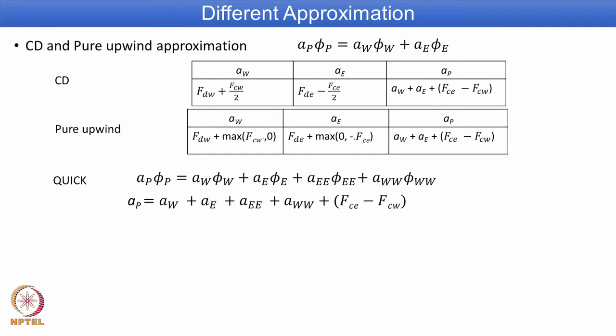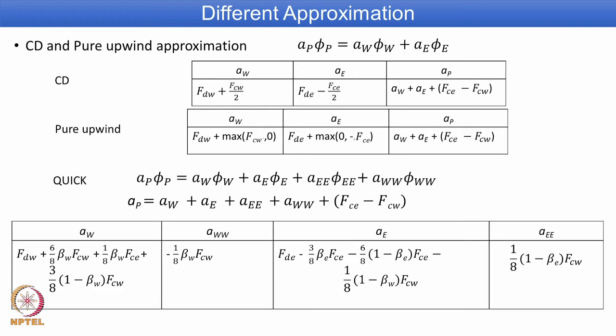Similarly for the other coefficient, and as observed in the CD scheme, AP is again a summation of neighboring coefficients plus an additional term. For the QUICK scheme, we have similar terms, that is AW phi W plus AE phi E plus one extra node on the upstream side, which again considers both side possibilities. The generic formula is given here. So, the final formula is AP phi P equal to AW phi W plus AE phi E plus AEE phi EE, which is east of east, plus AWW phi WW, which is west of west. As usual, the node of interest coefficient AP is related to neighboring nodes. So, AP equal to AW plus AE plus AEE plus AWW and an additional term.